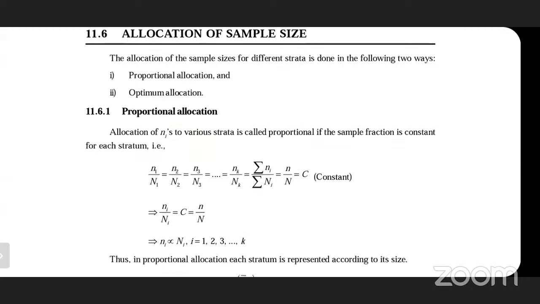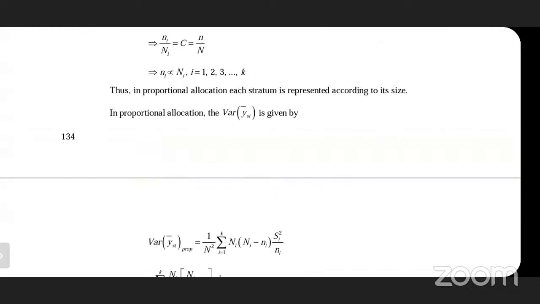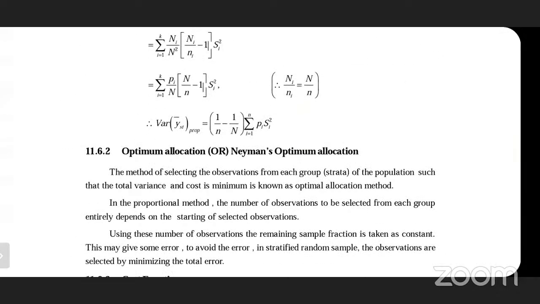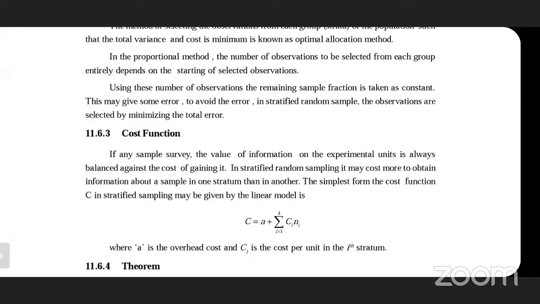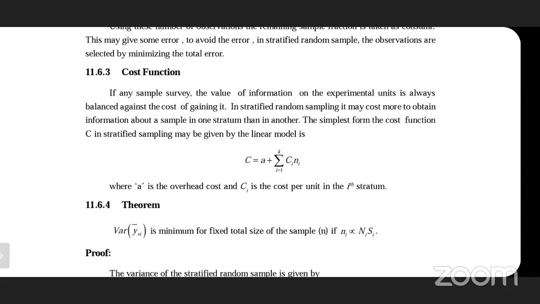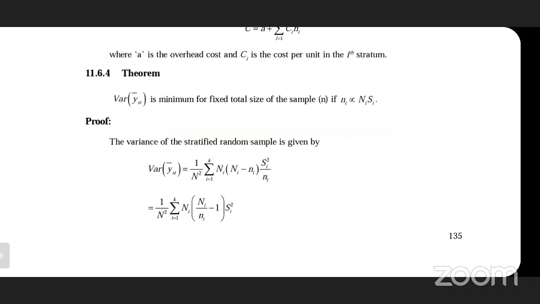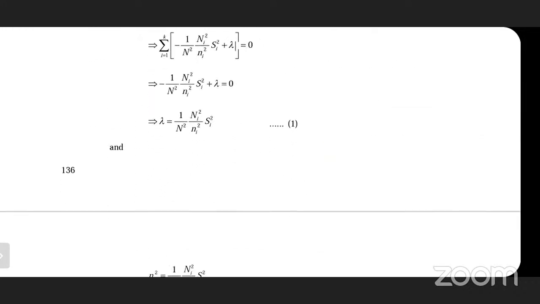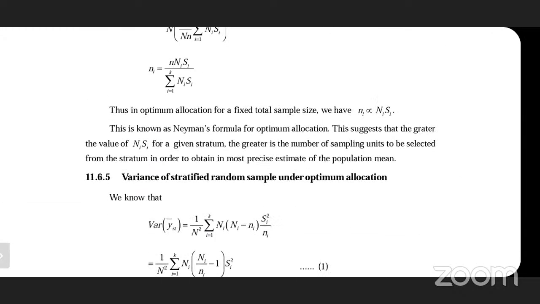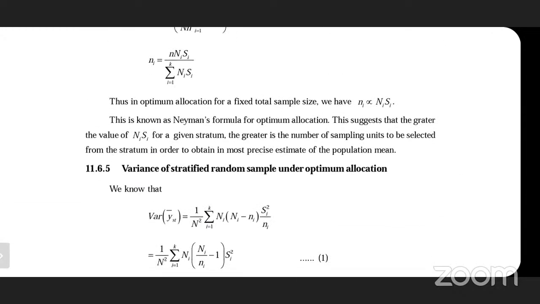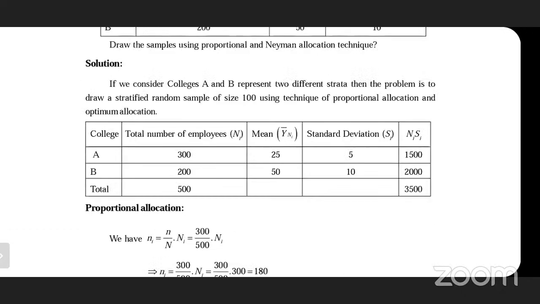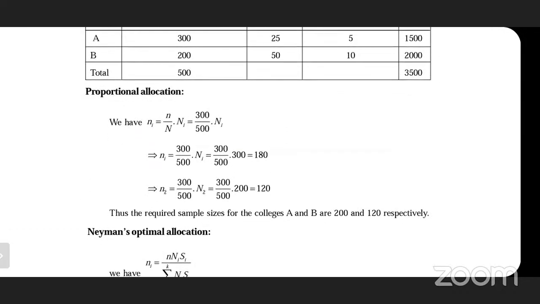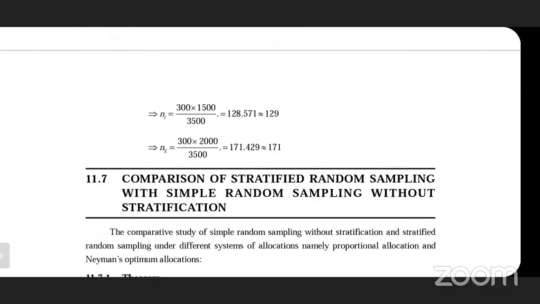Proportional allocation means the ratios must be of equal sizes, and for optimal allocation we divide into parts. Optimal allocation and Neyman optimal allocation, both types we have. In Neyman allocation, small fractions also should be considered. This is the overall idea. Next, the variance of stratified random sampling under optimal allocation I also discussed. And the problem I discussed with the calculation of Neyman as well as proportional allocations.